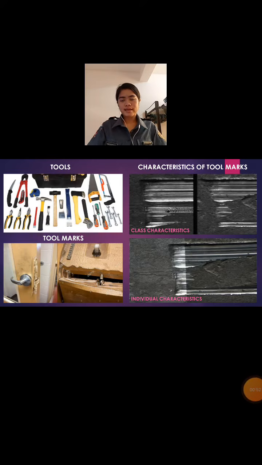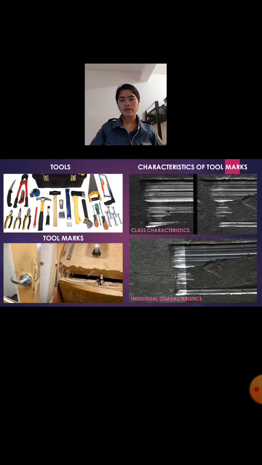Now I will discuss the tools, tool marks, and characteristics of tool marks. Tools. It is a device or implement, especially one held in hand, used to carry out a particular function. It can be used in the commission of crimes. They can aid criminals in gaining entry or damaging property.